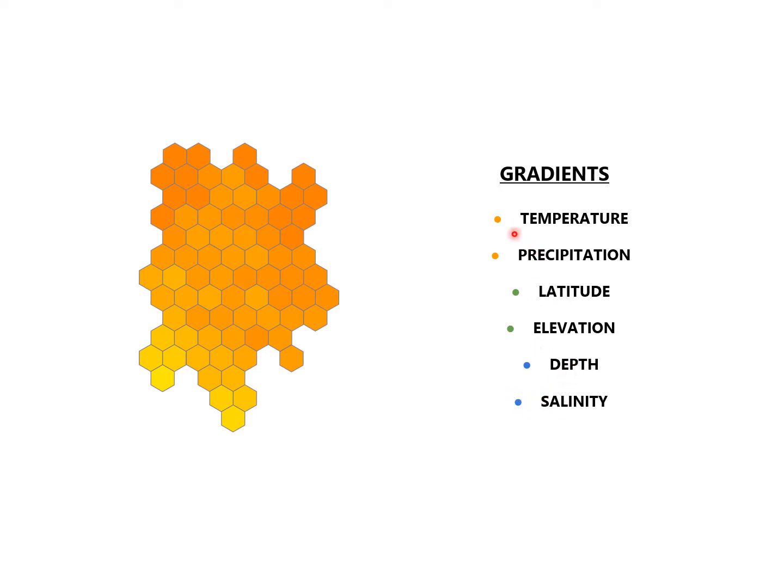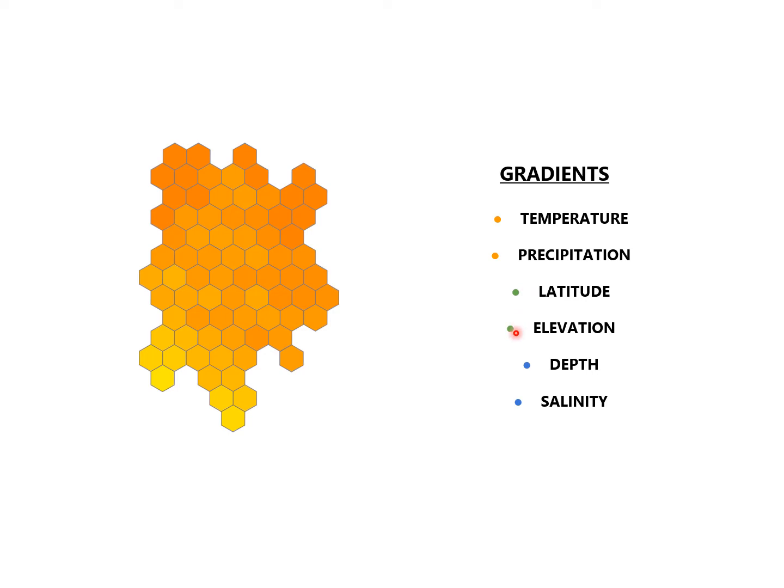But some of them interplay. As you move away from the equator in latitude, you tend to get a decrease in temperature. Same thing when you move up in elevation, you tend to get a decrease in temperature. As you increase depth in water, you get a decrease in temperature. And so there's all sorts of different types of gradients. Some of them are related, some of them are not.